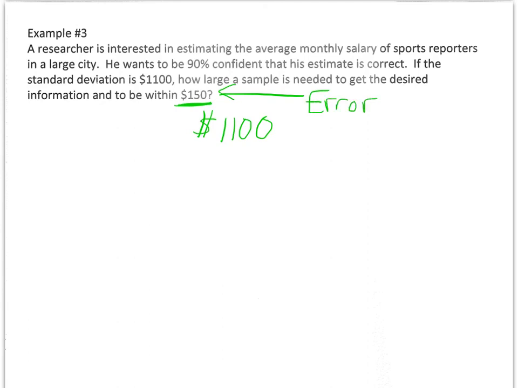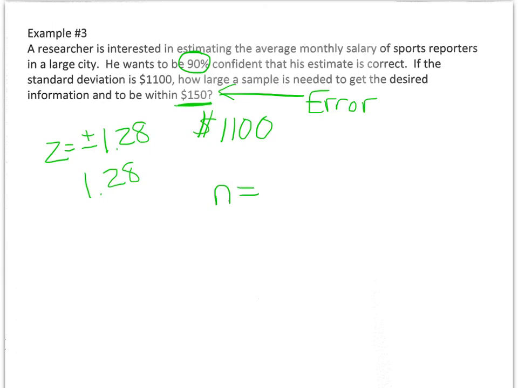And we're looking for how big our sample has to be. We want 90%, which we just found in the last problem to be positive and negative 1.28. In this case, you're only going to use the 1.28. You do not need the negative, just the 1.28.